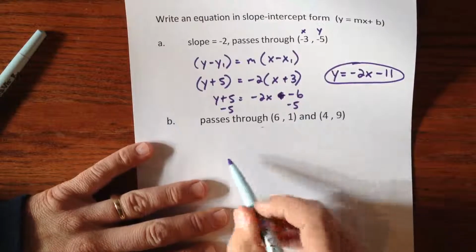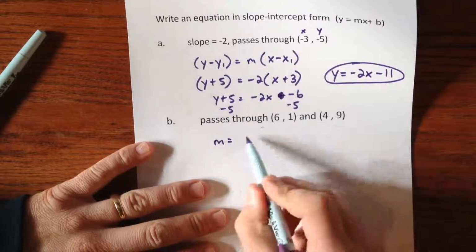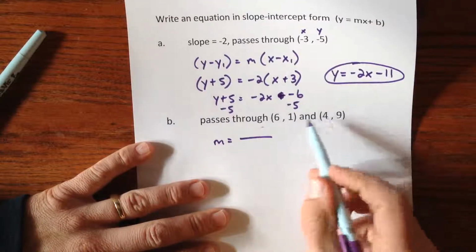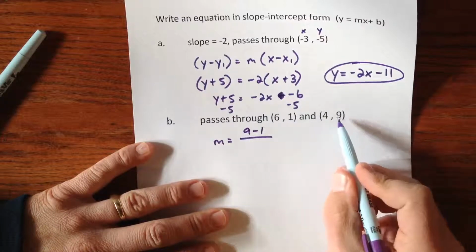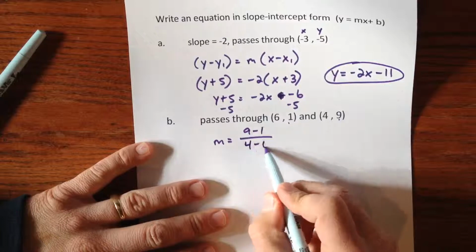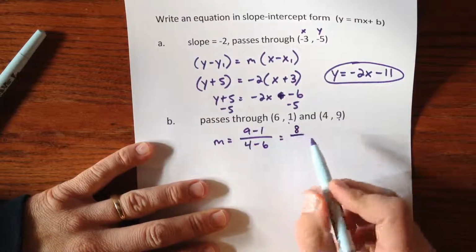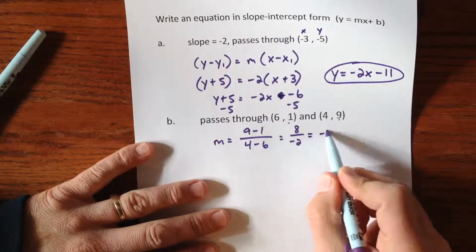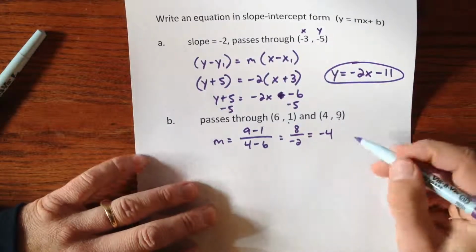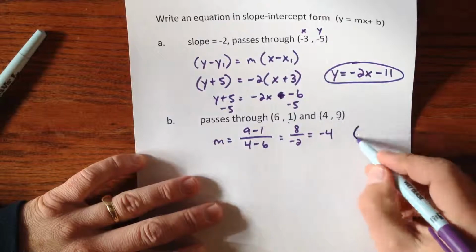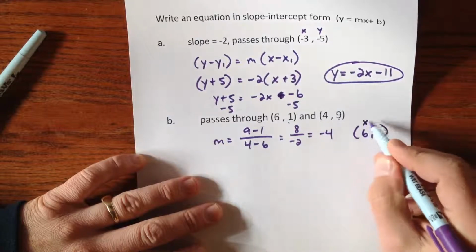Alright, this one you have to actually find the slope. Subtract the y's. I'm going to do 9 minus 1. So if I start here and go here, I'm going to have to go 4 minus 6. So that's 8 over negative 2, which is negative 4. So my slope is negative 4. And my point that I'm going to grab is 6, 1. You can use either one.